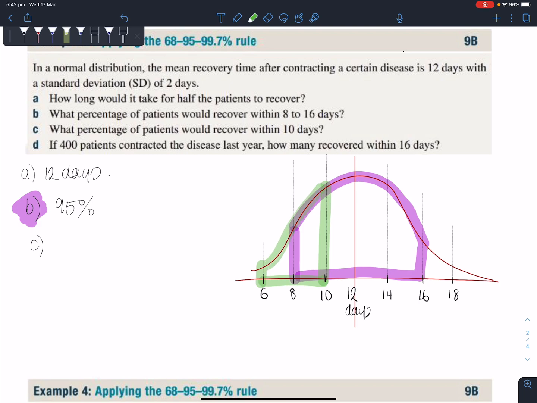Okay, so we've got to find that section there. So what we can do is we know that the whole half is 50%. And we've got to count what's out here as well for this one. That includes that. So if we know that half is 50%, and we worked out before that this was 34, because half of 68, that section will be 50% minus 34%, which is 16%.